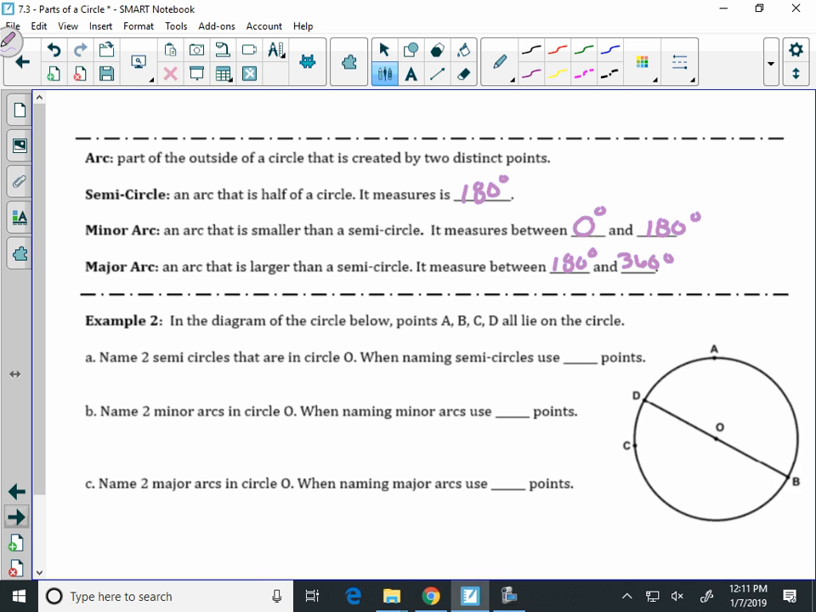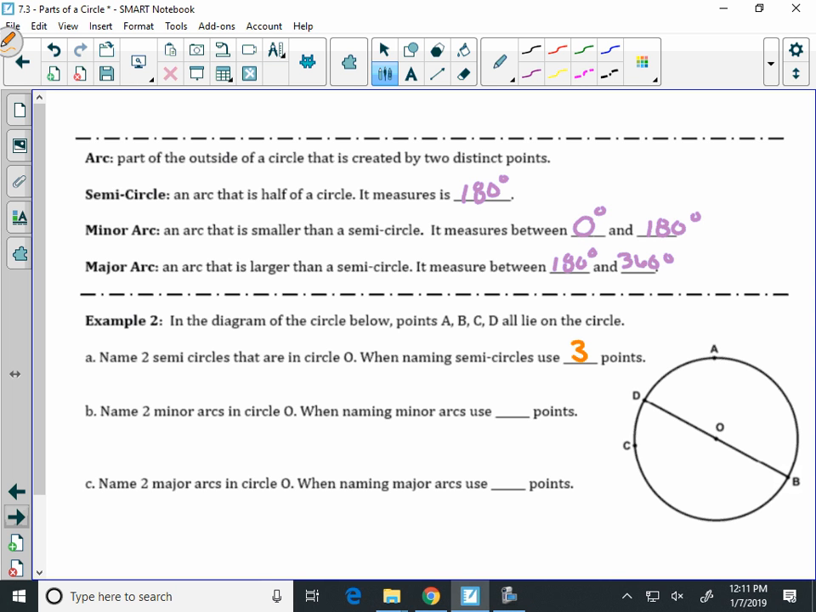So we take a look at this diagram below. We're going to use it to answer the following in example 2. It says name 2 semicircles that are in circle O. When naming semicircles, we use 3 points when you name a semicircle.